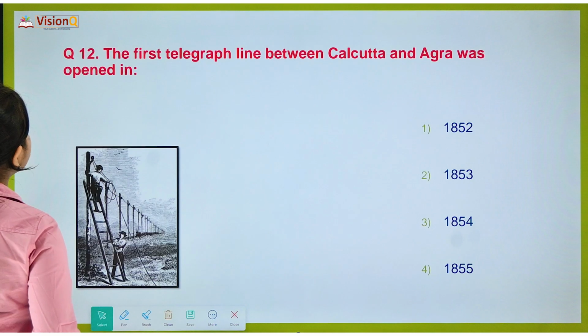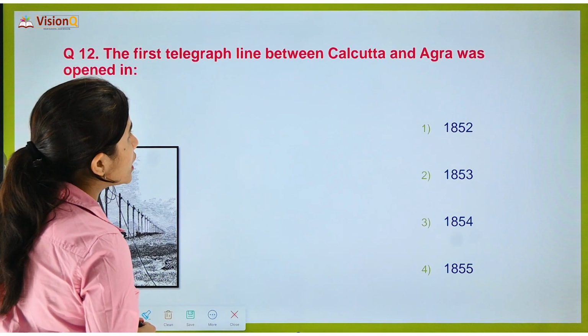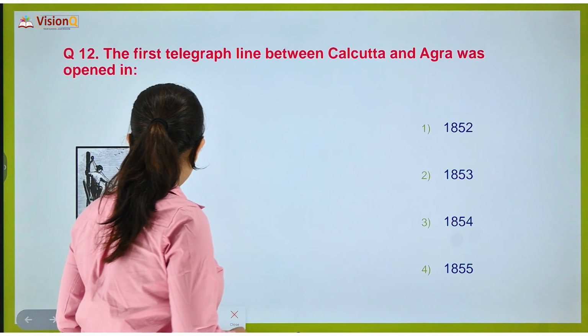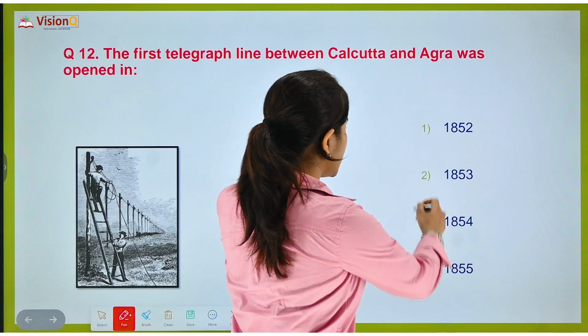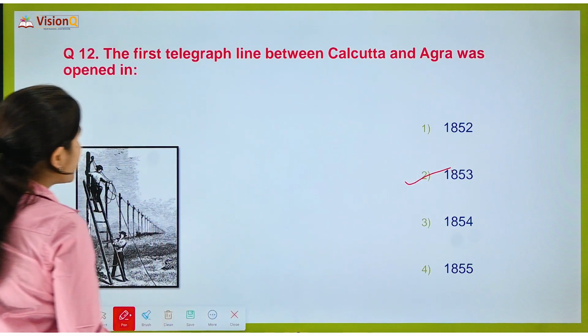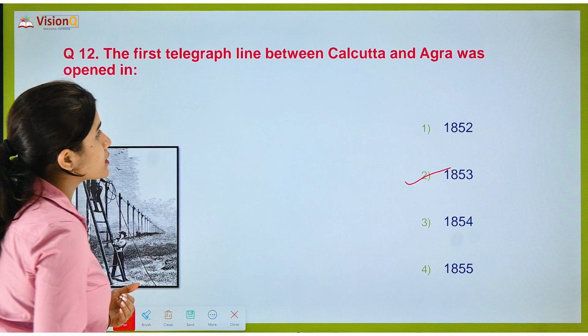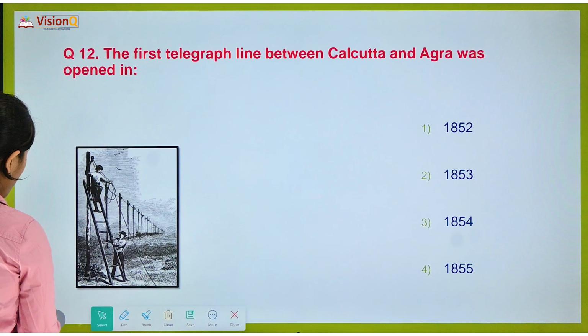Moving to the next question, the first telegraph line between Kolkata and Agra was opened in, so first telegraph line, first railway from Bombay to Thane, these all happened in 1853. So the first telegraph line was started between Kolkata and Agra.